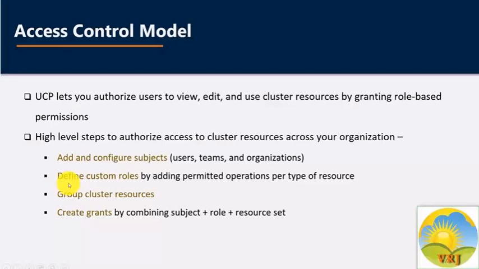Next step is to define custom roles by adding permitted operations per the type of resources. Roles define what operations can be done by whom. A role is a set of permitted operations against a type of resource, like a container or volume, that's assigned to a user or team with a grant. For example, the built-in role restricted control includes permission to view and schedule nodes, but not to update the nodes.